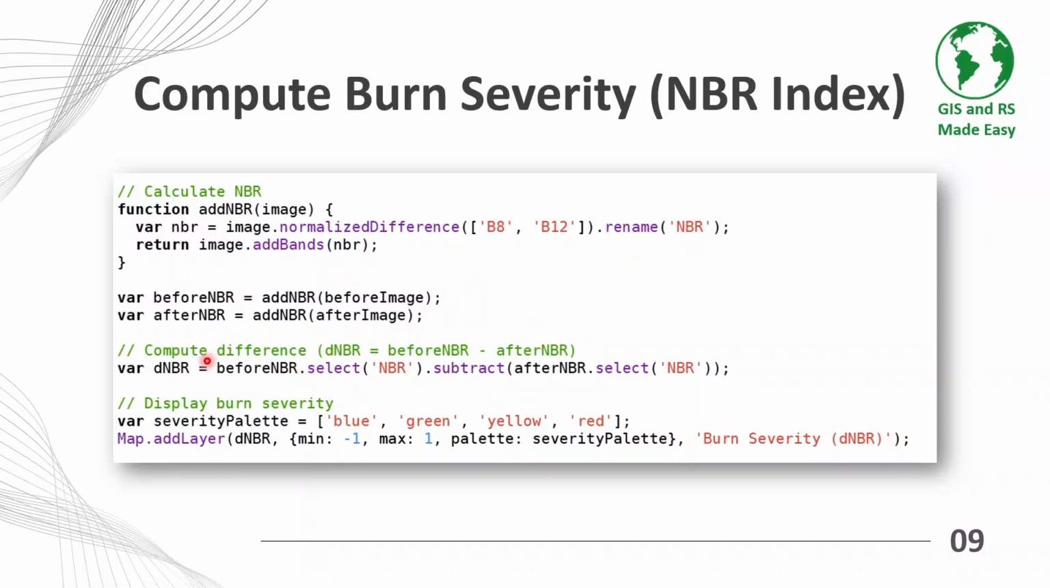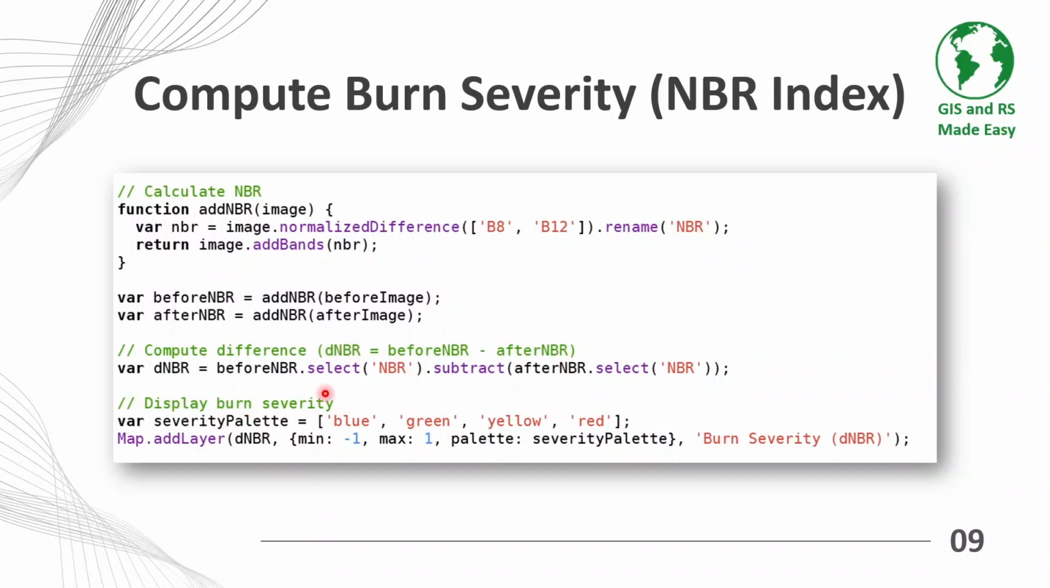Now we will calculate the difference of those NBR bands of the two images, before and after. For that, first we take the before image. Since this image not only contains the NBR band, it also contains the other bands from the Sentinel image, we need to select the band as NBR and then subtract the after image where we also select the NBR band. So before fire NBR will be subtracted by the after fire NBR. So we will get the difference between the two NBR.